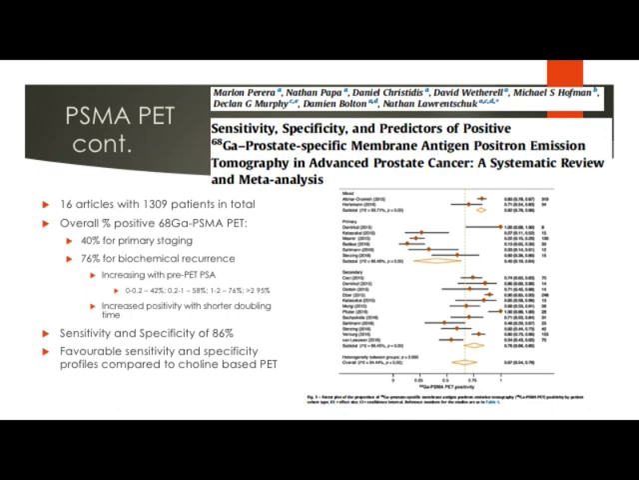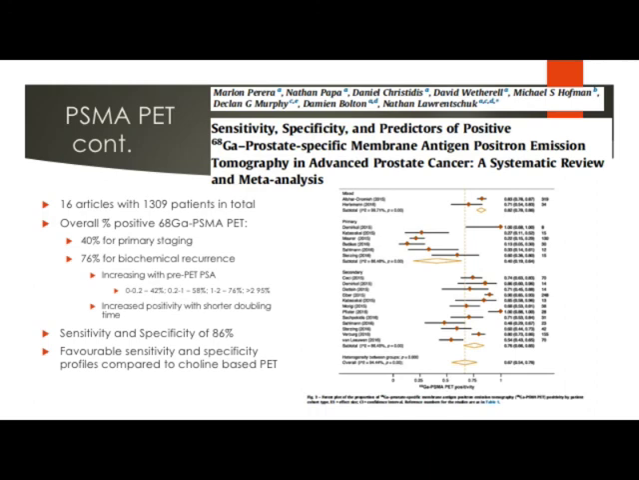And it's shown that PSMA PET is positive in 40% of patients that they've looked at for primary staging, and 76% of patients where they looked at biochemical recurrence. And that the pre-PET PSA is predictive. So as your PSA goes up, the chance of your PSMA PET scan being positive also goes up. And across all these studies, they found a sensitivity and specificity of 86%. And the conclusion was that it compares favourably to choline PET.